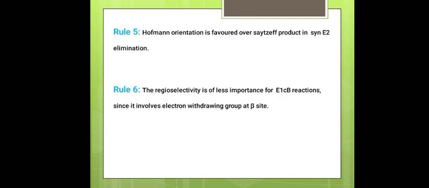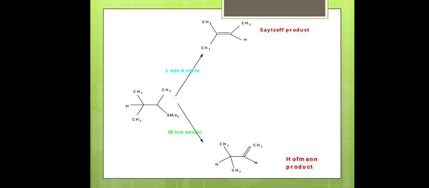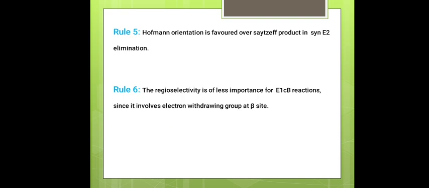Rule number 5. Hofmann orientation is favored over Saytzeff product in syn elimination reactions. And rule number 6 is that regioselectivity is of less importance for E1cB reactions, since they involve an electron withdrawing group at the beta site.